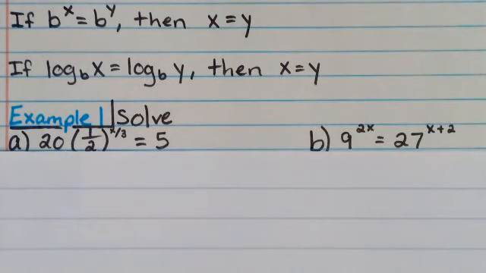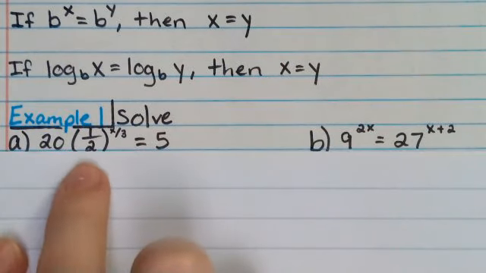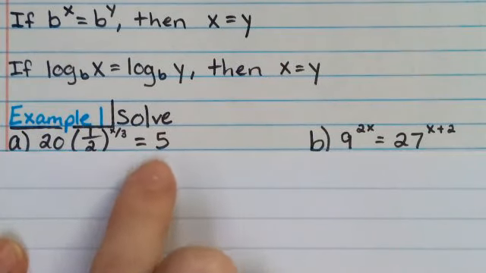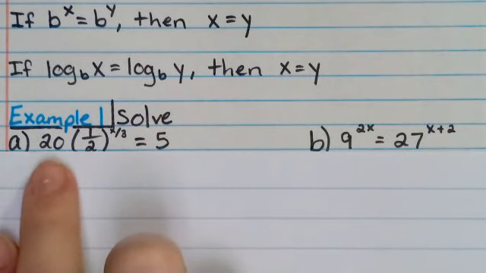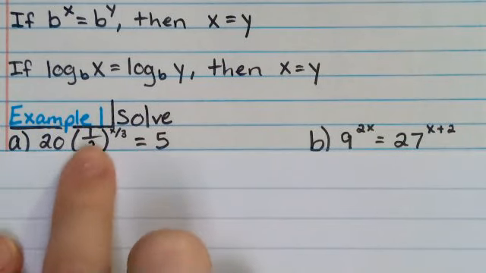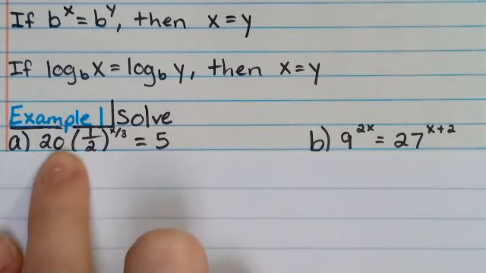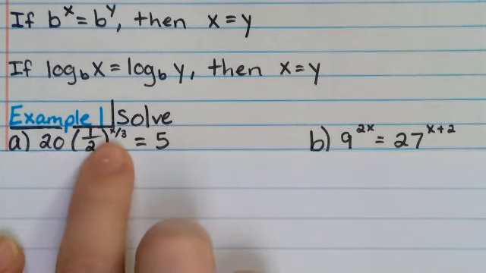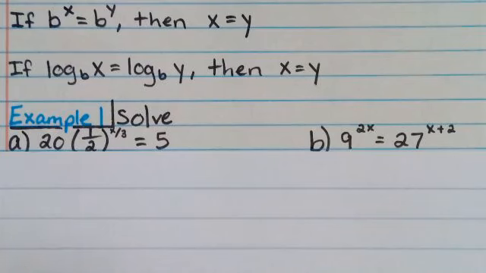All right, so here's what I'm going to suggest on this problem. You might be looking at it and saying, well, that's great that you just gave me that property. That seems real simple, but this problem does not look like that. And you're right, it doesn't look like that, but we can make it look like that. It's just going to take a few steps. So if you look at this one, we've got 20 times 1/2 to the x over 3 power equals 5. Now, the first impulse many people have is to multiply 20 and 1/2. But because of order of operations, PEMDAS, you can't do that. Because 1/2 is being raised to a power, you can't just multiply these values.